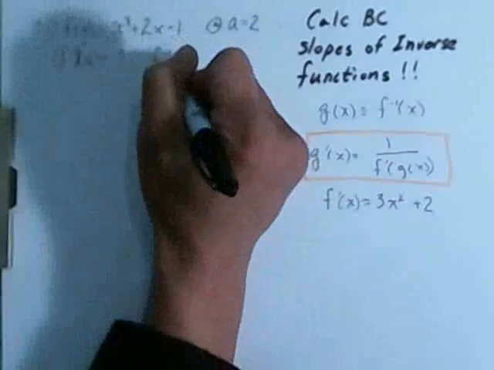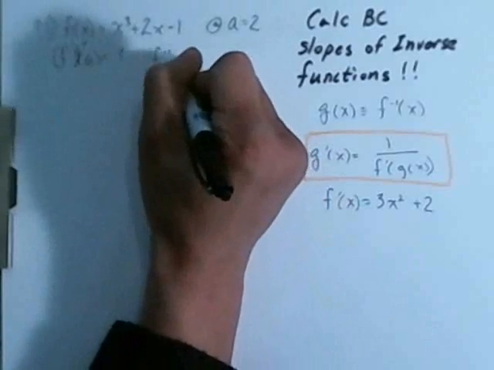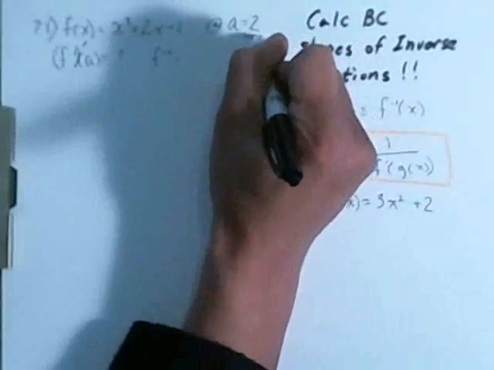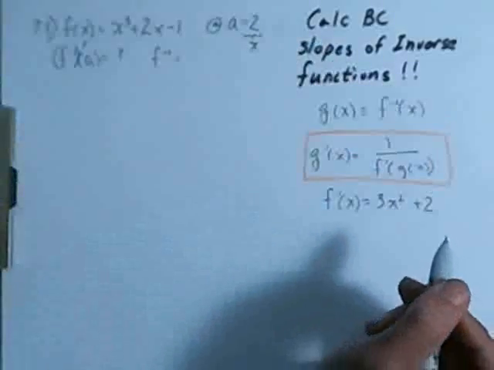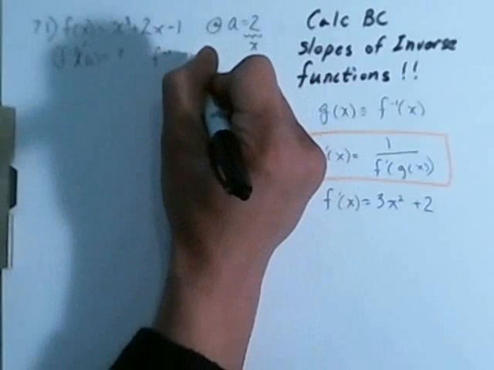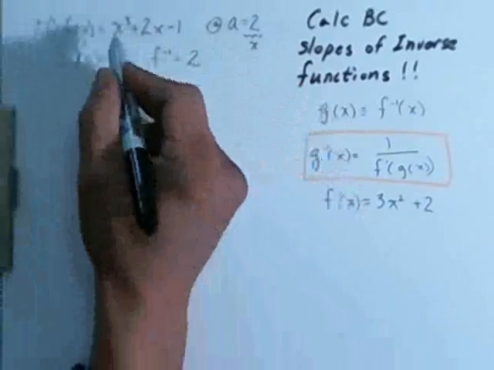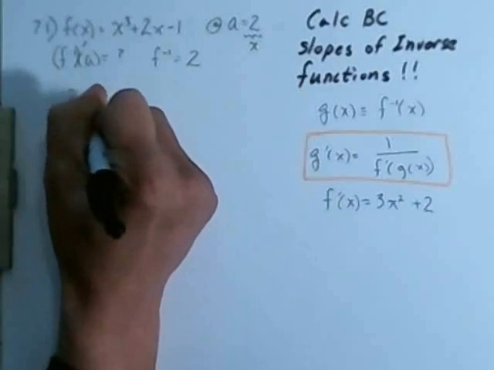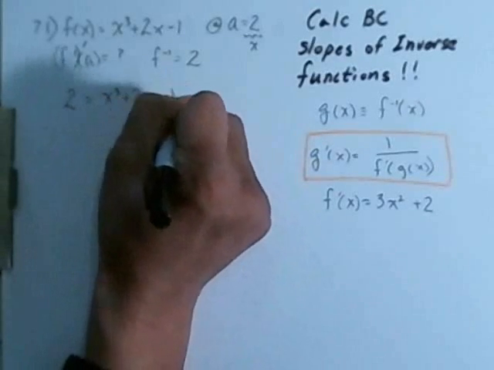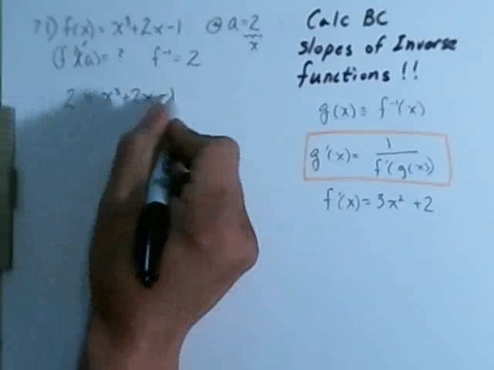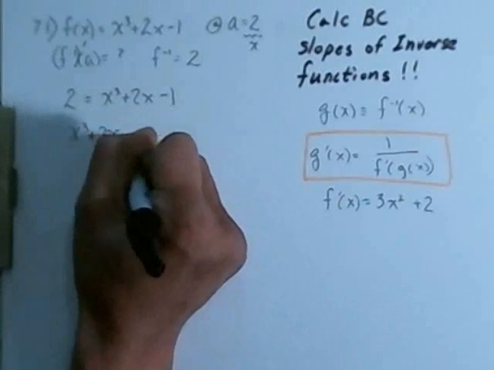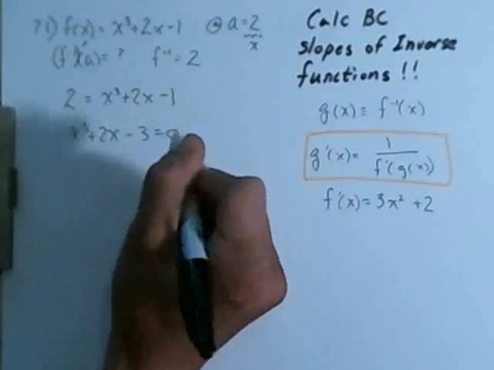Before we do that, f inverse of x is equal to 2, since this is our x value right there, x equals 2. The inverse function would be y equals 2. So we were trying to find f inverse of 2. So we plug it in. 2, that's our y value, is equal to x cubed plus 2x minus 1. Subtracting 2 from both sides, x cubed plus 2x minus 3 is equal to 0.